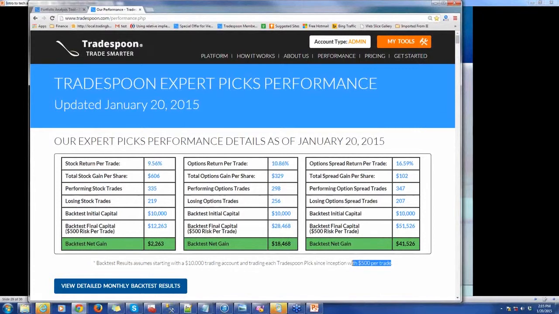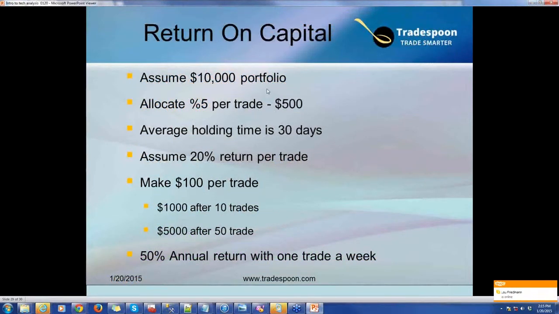You do not want to lose more than 5% of your portfolio, because it's very hard to recoup from your losses. So a trading plan is extremely important. Here's an assumption: you start with a $10,000 portfolio and allocate 5% per trade, $500. For our system, a trade on average holds between 5 to 30 days. We are averaging 20% return per trade, so on $500, that's $100. If you do one trade a week, after 50 trades a year, you can make $5,000 on a $10,000 portfolio.